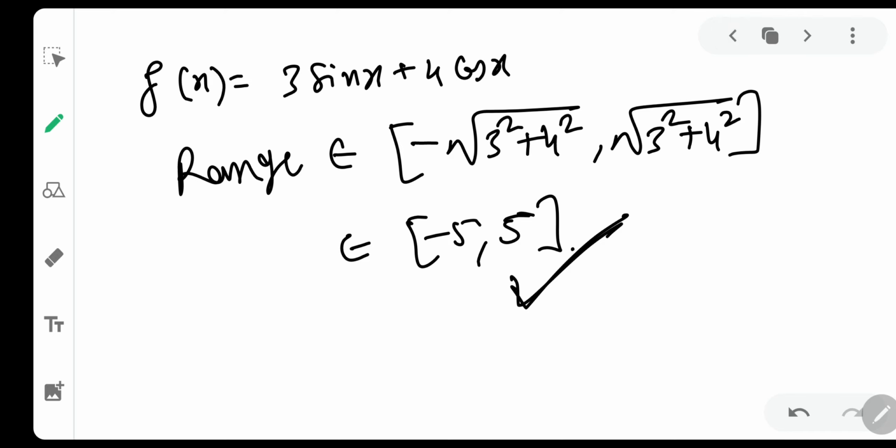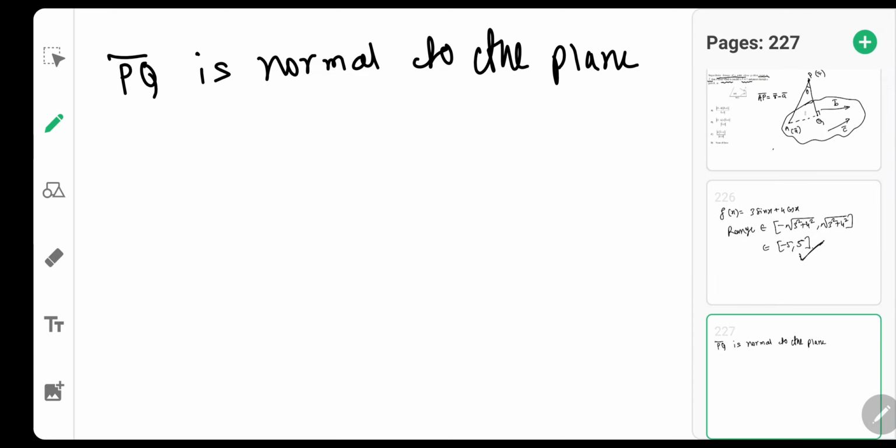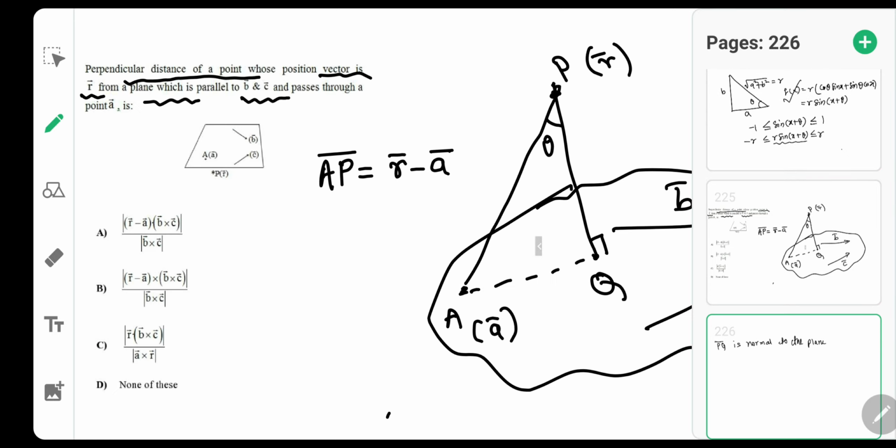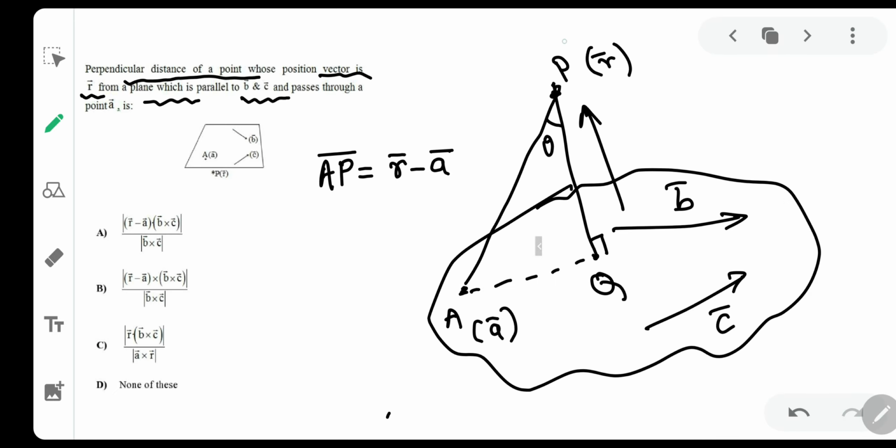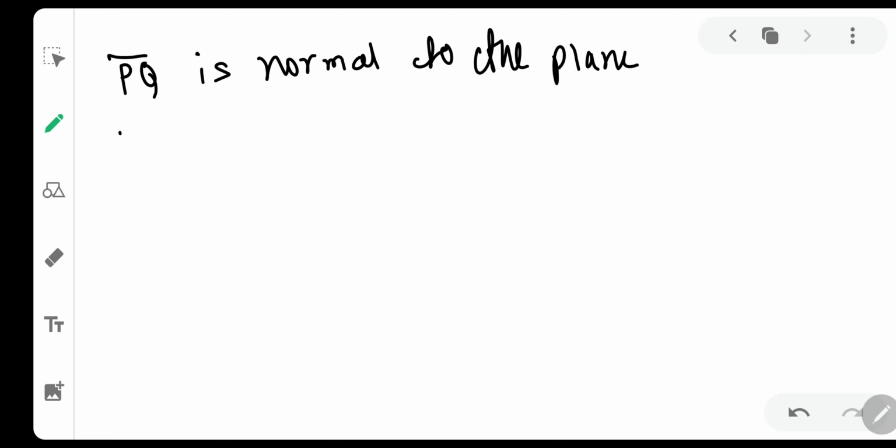Now if we want to find out the normal to the plane, we can use one technique. See, this is the normal to the plane, which is PQ bar. So b bar and c bar are parallel to the plane, so this normal will be b bar cross c bar. Therefore PQ bar can be called b bar cross c bar. But they are only proportional, their magnitudes are not equal, so we will call this lambda times b bar cross c bar.